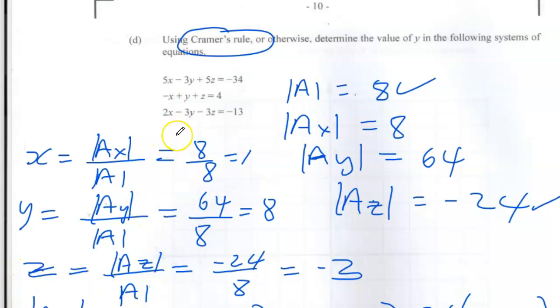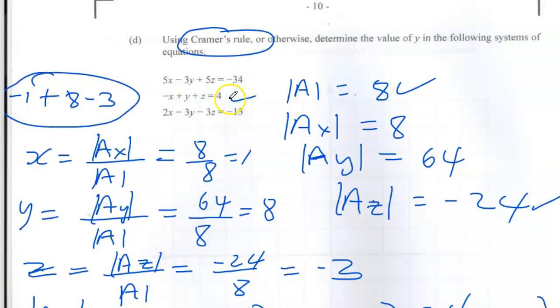And you can do a quick check of your solution. Let me just check it with the second equation. We are saying x is 1, so negative x will be negative 1. Plus y is 8. Plus z is negative 3. When you add all of these values, you should end up with positive 4, according to the second equation, right? So negative 1 plus 8, that's 7, 7 take away 3, 4. And if you try with the other 2 equations, it should work out to give you whatever is on the right hand side. So that's part D.